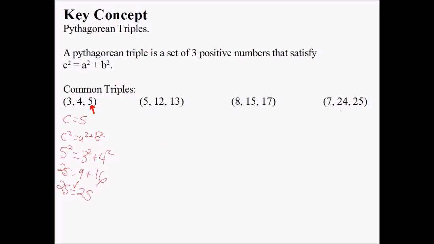If I say something like 7, 24, and 25, c has to be your 25 because that's your biggest number. So this is going to be c squared equals a squared plus b squared, so 25 squared equals 7 squared plus 24 squared. This is going to be 625, which is equal to 49 plus 576. And if you plug that in the calculator, you're going to see that that's equal to 625. Let's go ahead and move on to the next slide.